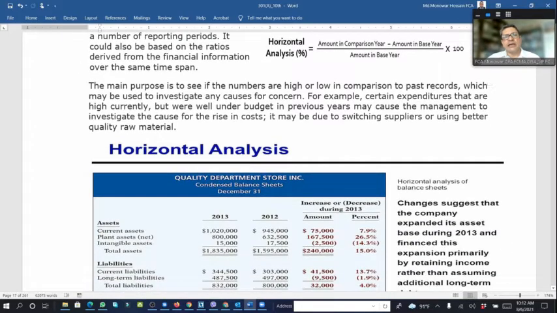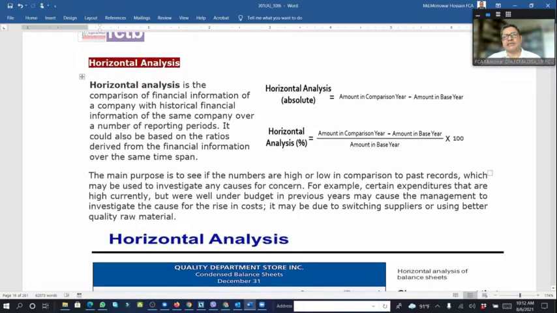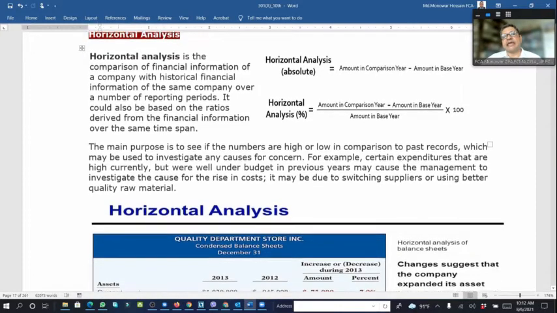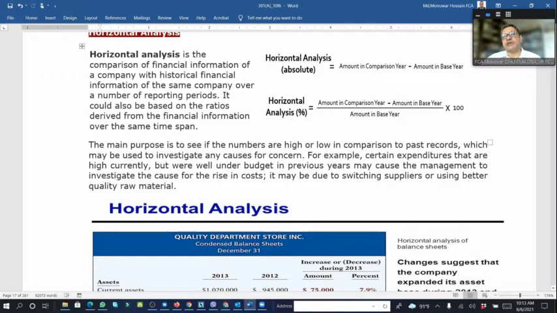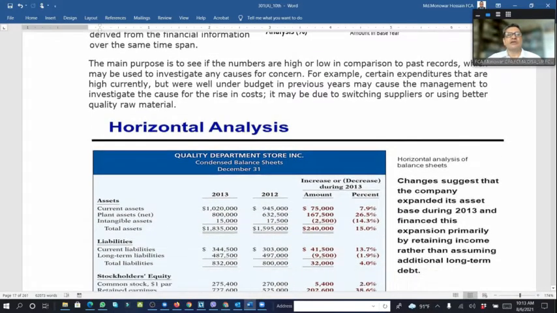Look here, the current asset amount is for the compare year. The compare year is 2030 and the base year 2012. So here 10,20,000 minus 9,42,000. This is the amount in the comparison year minus the amount in the base year. And if we go for percentage, we can make the percentage this way: amount in compare year minus amount in base year, divided by amount in base year, multiplied by 100. That figure comes to 7.9%.